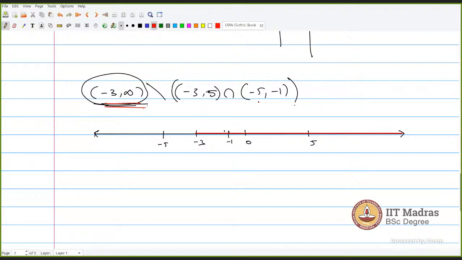So compute and simplify this interval first. This is -3 comma 5. So what is -3 comma 5? -3 to all the values up to 5. These are open intervals, so we will exclude the endpoints. Intersection with what is -5 to -1? Okay, from -5 to -1. Now it is an intersection. So the intersection is both the blue and green region, this purple part. So this particular thing is nothing but equal to -3 comma -1 open.